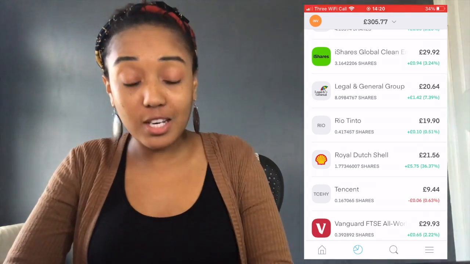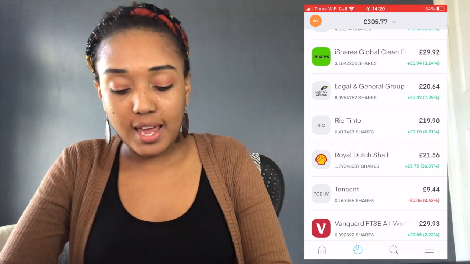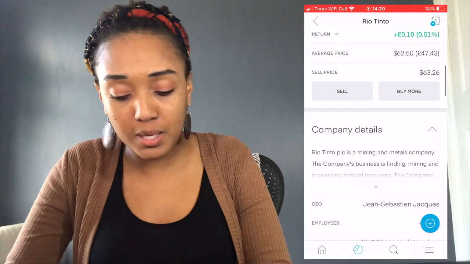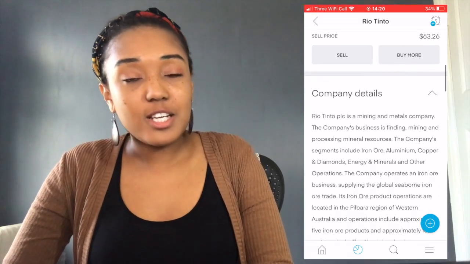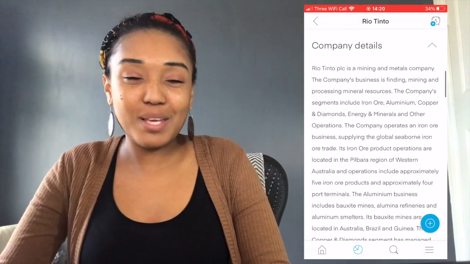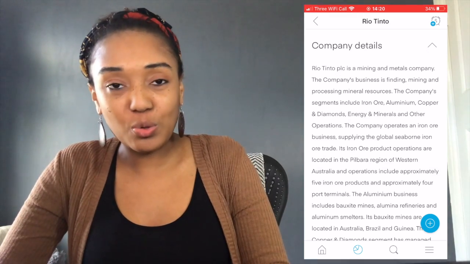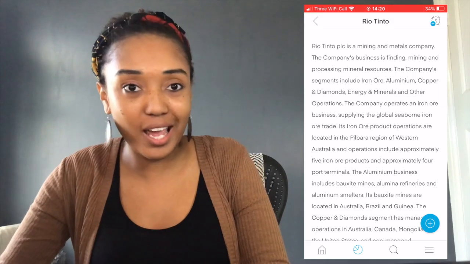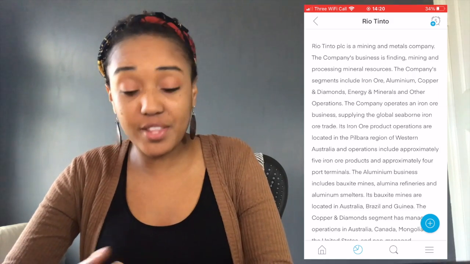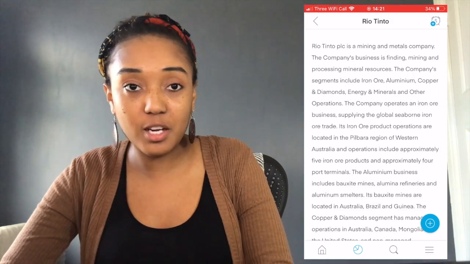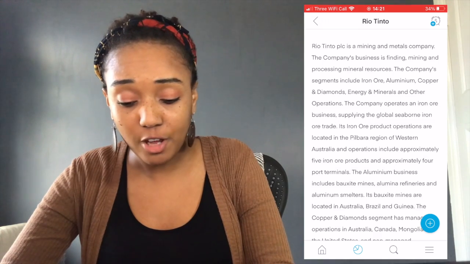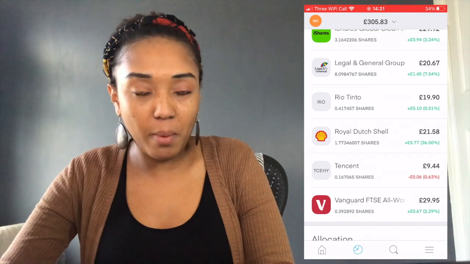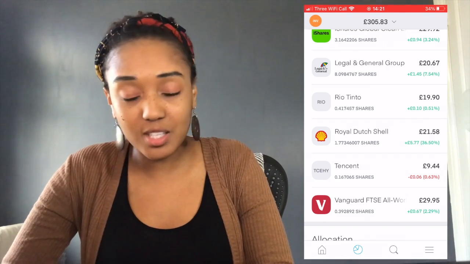Then I've got Rio Tinto, which is a UK-based mining and metals company. Again, I think this is needed, but of course this could be considered a bit more controversial because it's technically not working towards the cleaner energy type sector, but nevertheless I think it is an important sector for us to have. So currently I am at a profit of 10p, not much, but at least it's in the green.